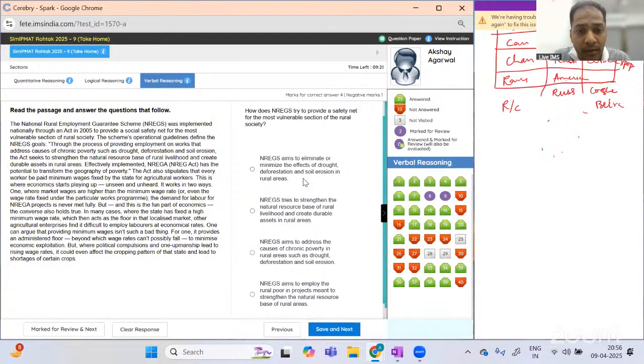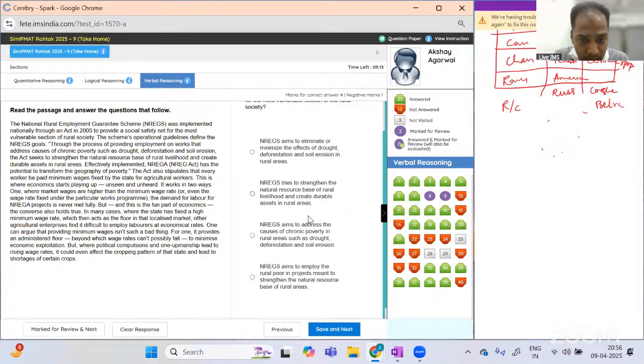NREGS aims to eliminate or minimize the effects of drought and deforestation in areas. Safety net, tries to strengthen the natural resource base with durable assets. Basically, the safety net is through employment. Employment is the basic National Rural Employment Guarantee. Employment is the most important thing. It tries to strengthen the natural resource base. It aims to employ the rural poor in projects meant to strengthen the natural resource base of rural areas.